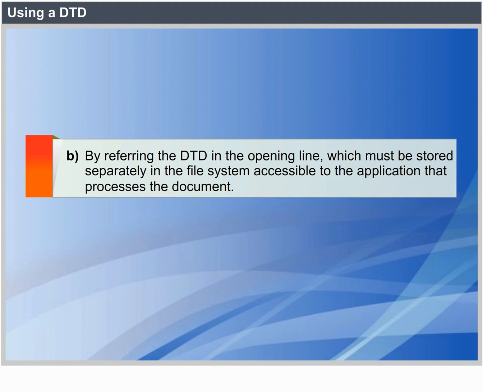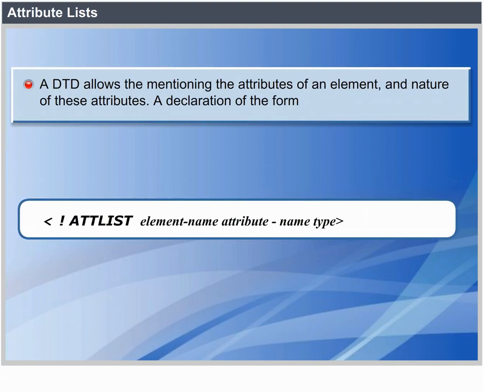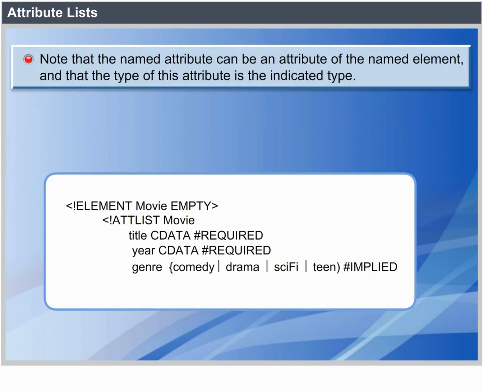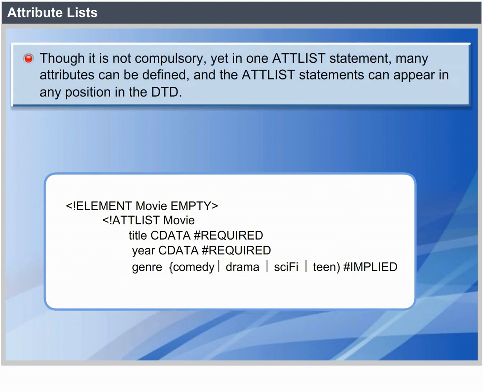Attribute list. A DTD also lets us specify which attributes an element may have and what the types of these attributes are. A declaration of the form says that the named attribute can be an attribute of the named element and that the type of this attribute is the indicated type. Several attributes can be defined in one ATTLIST statement, but it is not necessary to do so, and the ATTLIST statements can appear in any position in the DTD.